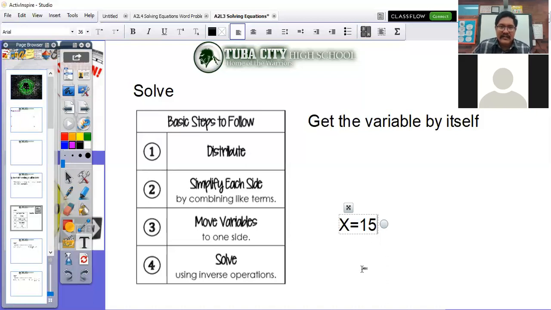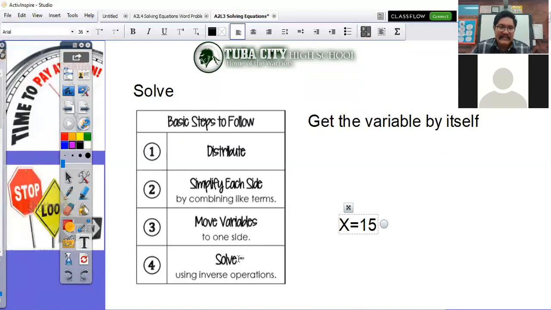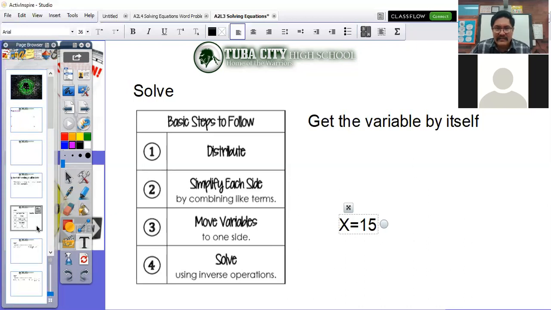Now, sometimes you also have expressions where there are two or multiple variables. So again, you want to declare which one of the variables you are looking for first. And the last step is to solve it, and that is to get the variable by itself. So there you go. That's all the steps that we have.